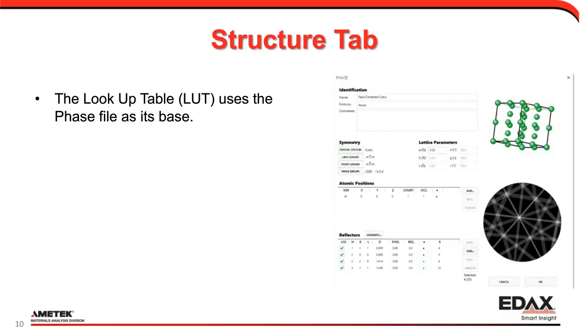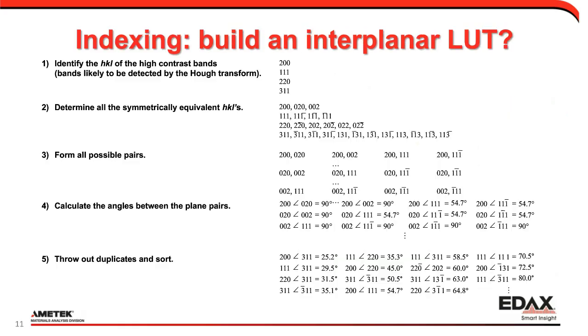Well, what I do is I identify the high contrast bands, because these are the bands that the Hough Transform is going to see. Some of this is going to be a structure factor characterization, and that's a big giant mathematical equation. I'm not going to cover that here. But essentially we say, okay, in this pattern I see the 200, the 111, 220, and the 311. Then we start expanding that and say, okay, from there, what are the symmetrical ones I can expect? And then from that, I find all the pairs.